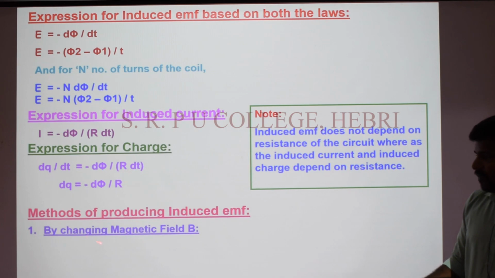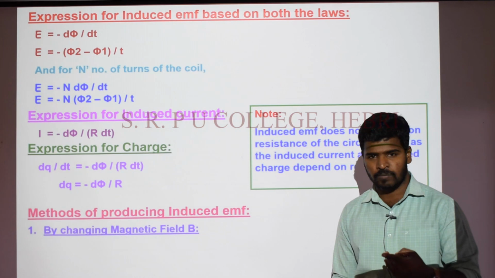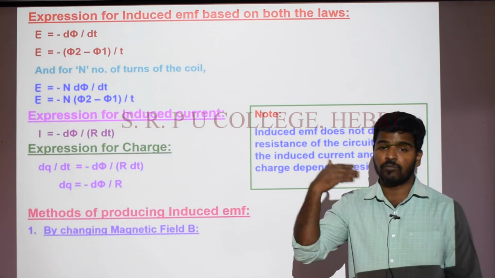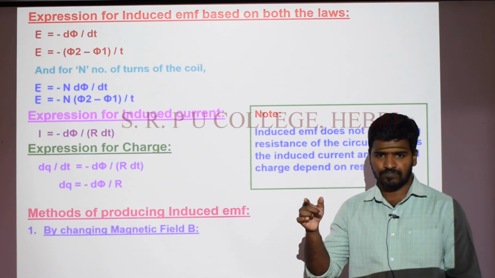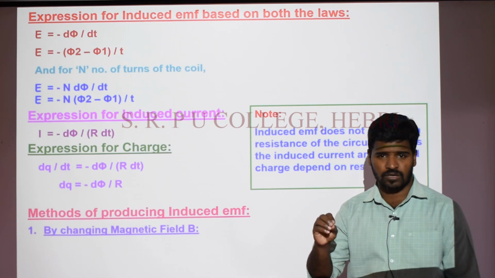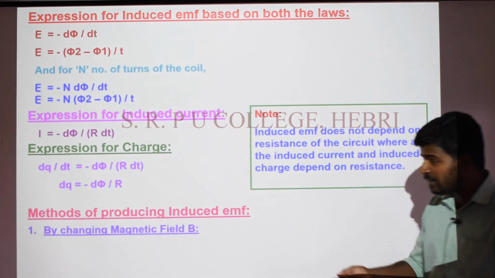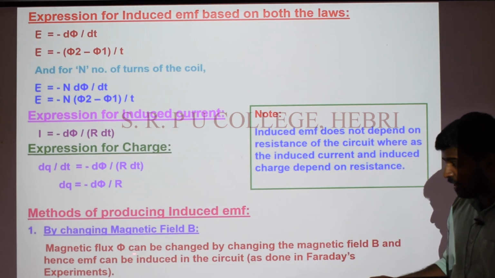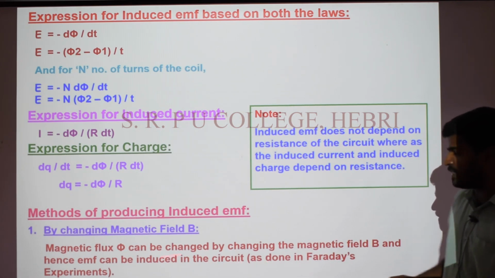In that, the first method is by changing the magnetic field B, that you already studied in Faraday's laws of electromagnetic induction. When the north pole of the magnet is moved towards the coil or moved away from the coil, the change in magnetic field takes place. That leads to the change in magnetic flux across the coil. That is the reason why there is an induced EMF or a current in the given circuit. Here, magnetic flux phi can be changed by changing the magnetic field B, and hence EMF can be induced in the circuit, as done in Faraday's experiment.